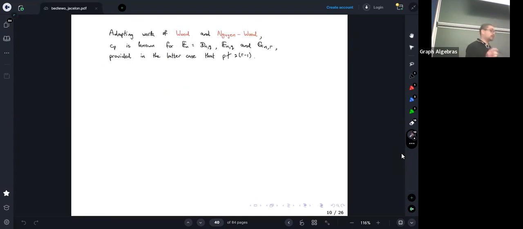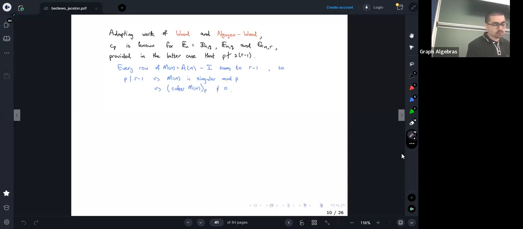Adapting the work, some of the magic of Melanie Matchett Wood and her coauthors, in particular Nguyen, this quantity C_p, the cyclicity of a Sylow p-subgroup, is known in each of these three random graph models that I told you about. There's a slight caveat for the last one, these G(n,r): if p is either 2 or an odd prime that divides r minus 1, there is no current theory about what the Sylow p-subgroup behavior should be. Let me just briefly explain why that is.